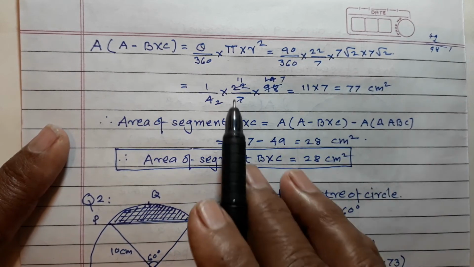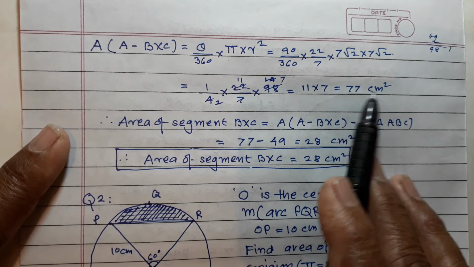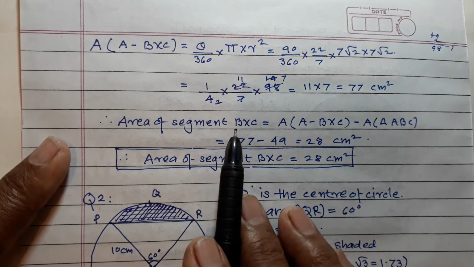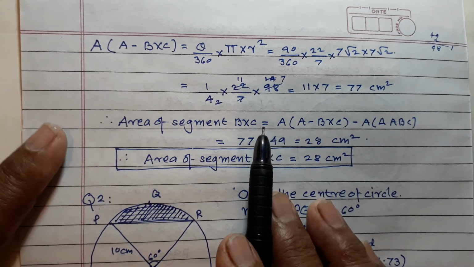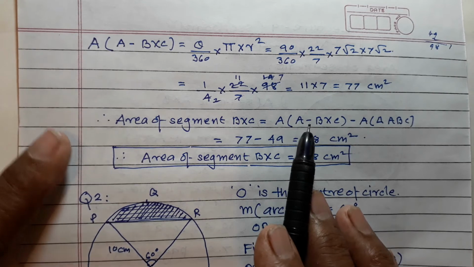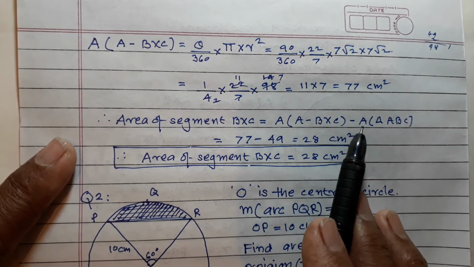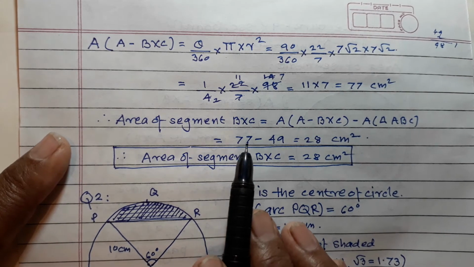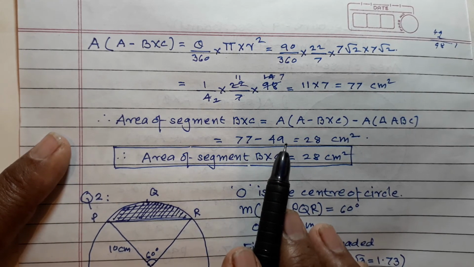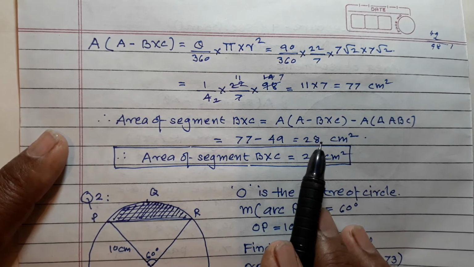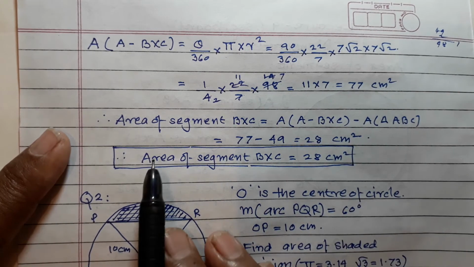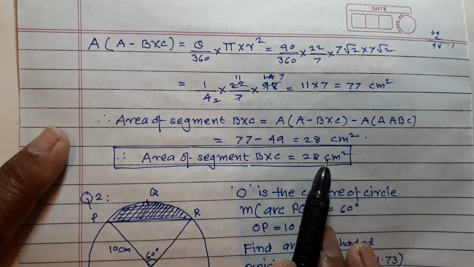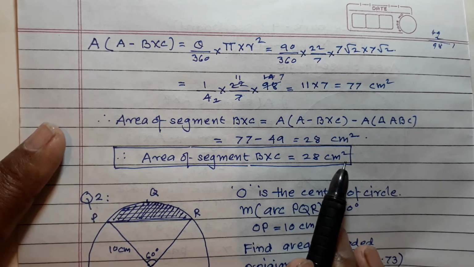So if you simplify this, you will get 77 cm square, and hence area of segment BXC is equal to area of sector BXC minus area of triangle ABC, and is equal to 77 minus 49 gives you 28 cm square, and therefore area of segment BXC is equal to 28 cm square.